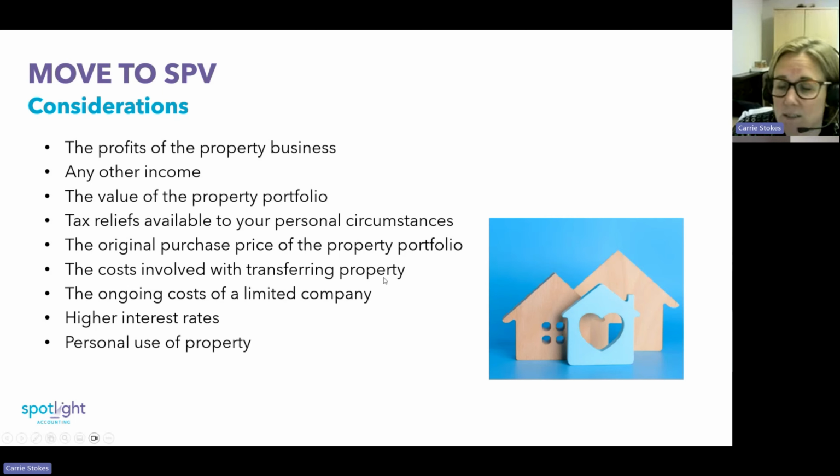The other thing you need to consider is any personal use of the property. The limited company is a separate legal entity to you. So you are the director and shareholder, so you almost parent it, but those properties are owned by the limited company. So if you've got a furnished holiday let, for example, and you move it into an SPV, if you're staying in that property and use it for holidays, you could be taxed on that use because it's got a separate legal owner to you as an individual.